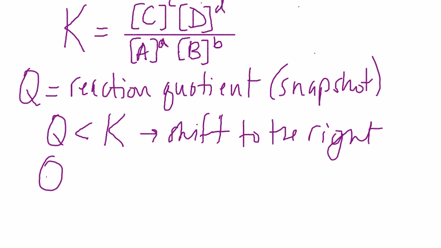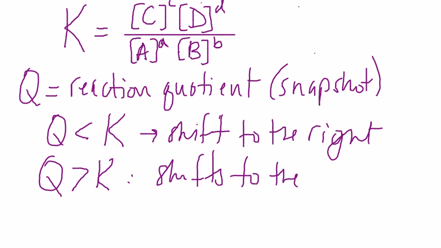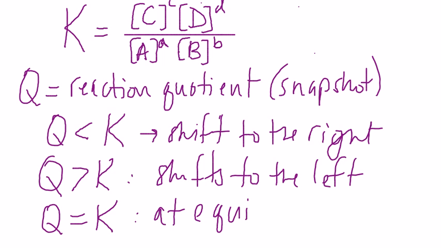If, however, Q is calculated and Q is greater than K, what that means is in the particular state the reaction is in, there are more products than there should be at equilibrium. And so if this is the case, the reaction shifts to the left to consume the products and to produce reactants. And if Q, the snapshot, is equal to K, that means that we are at equilibrium.